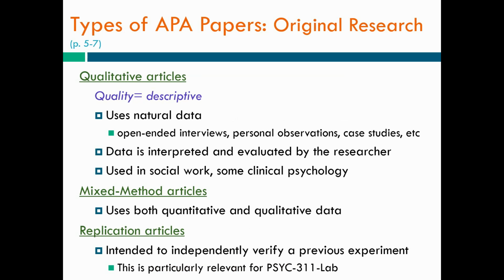Qualitative papers, on the other hand, are more of the descriptive type of papers, so there are no numeric quantities being analyzed in this type of paper. It's mostly data coming from interviews, personal observations, case studies, and so on. There are mixed method articles, in which both types of data are looked at, both qualitative and quantitative. And then lastly, replication articles. These are articles that try to mimic already published papers out there.